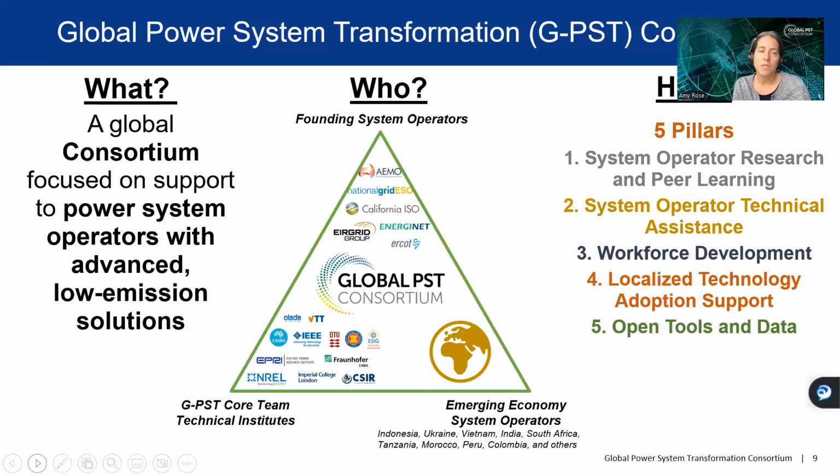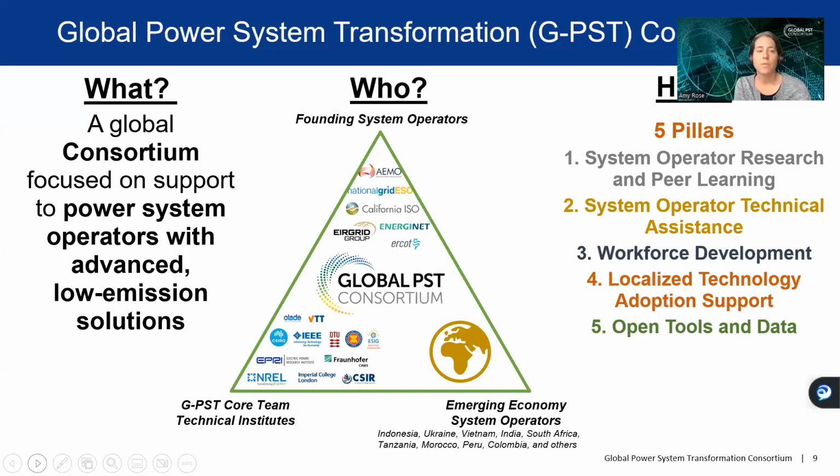But first, just briefly, what is the G-PST, or the Global Power System Transformation Consortium? This is truly a global group that is focused on support to system operators and making sure that they have the tools and the data and the technologies they need to operate a high renewable grid. Who is involved? We have system operators from around the world, as well as leading technical institutions all working together.